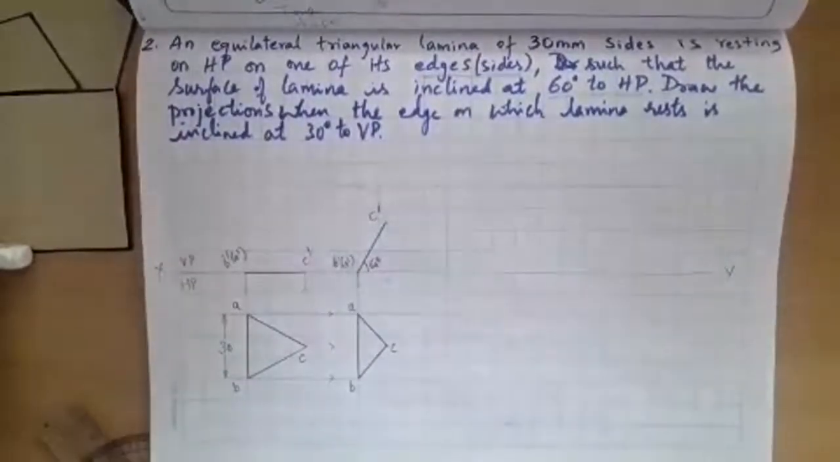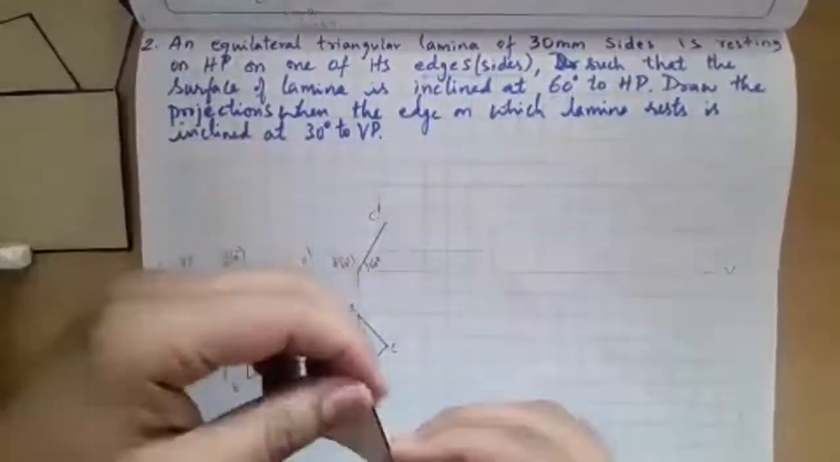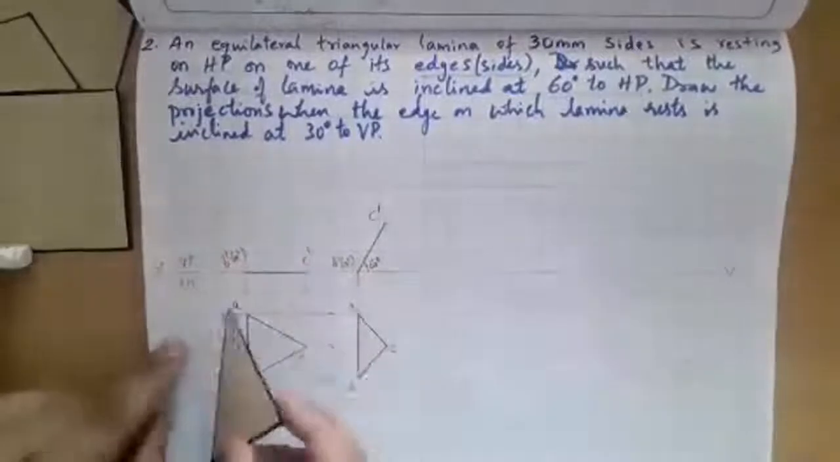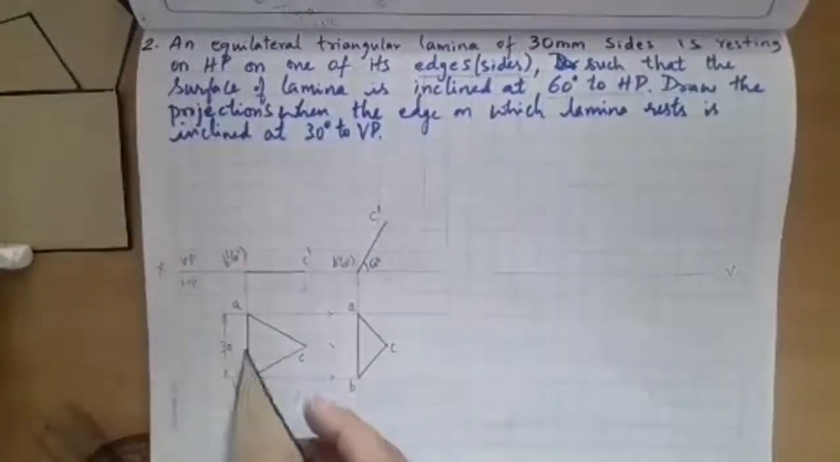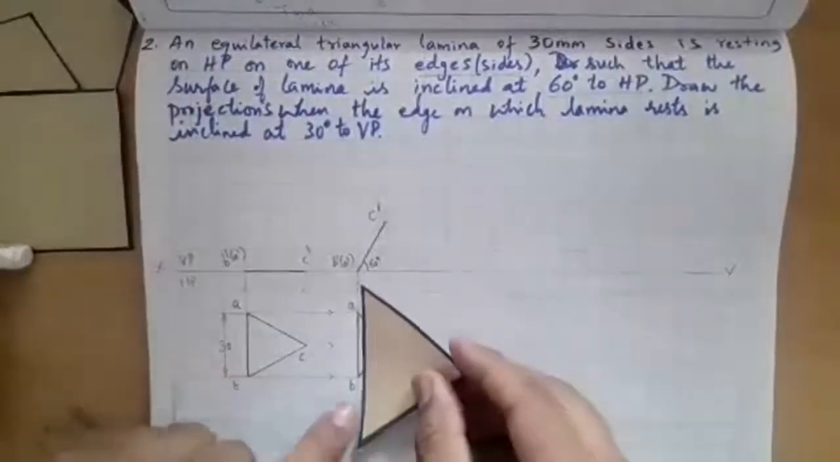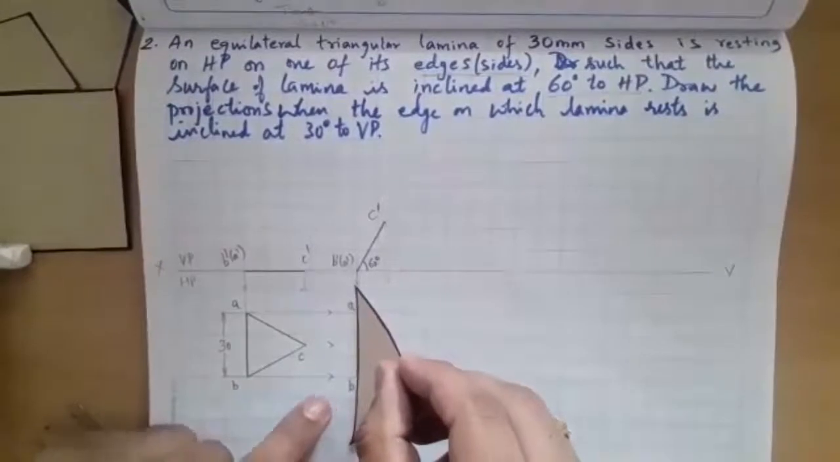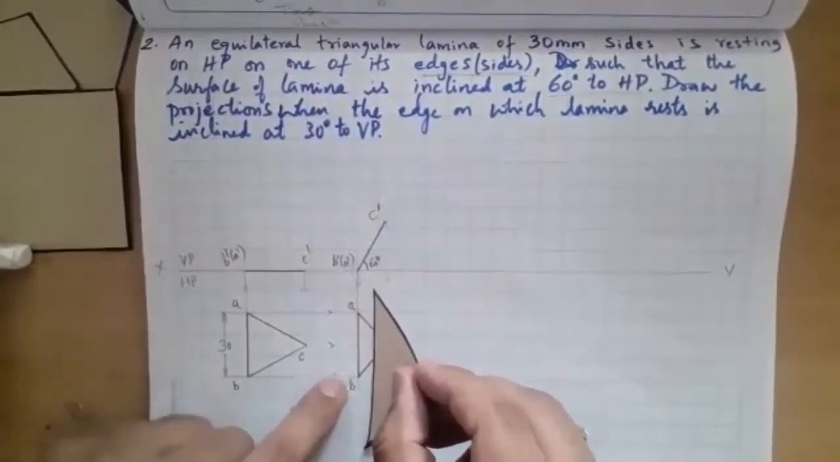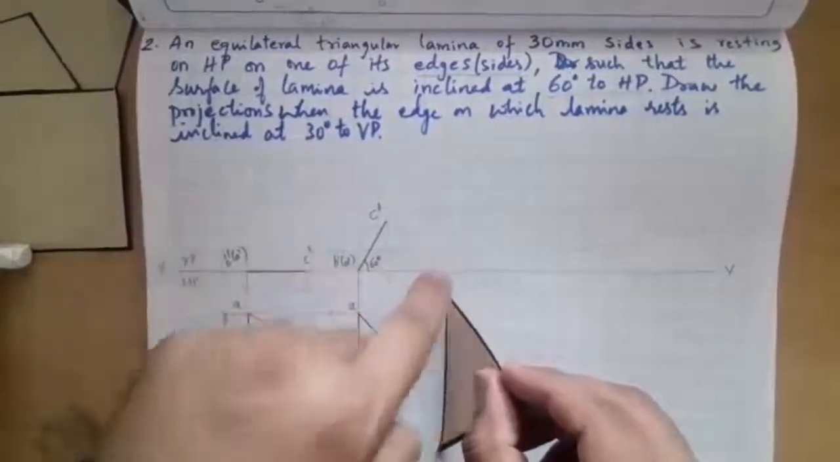I'll just take an equilateral triangular lamina. See, like this, equilateral triangular lamina, like this. It is resting on one of its edge. Initial condition, I am making it as a true shape, 30 mm sides. Next, I am giving it some inclination. Surface inclination is 60 degrees, something like this. Whatever the apparent shape is seen, I have drawn. Next, this edge is perpendicular to VP.